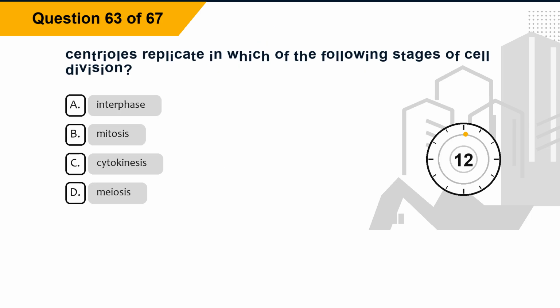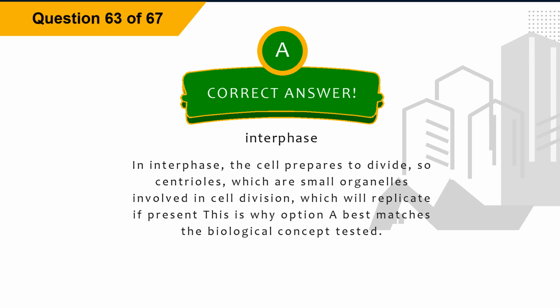Question 63. Centrioles replicate in which of the following stages of cell division? Option A, interphase. Option B, mitosis. Option C, cytokinesis. Option D, meiosis. The correct answer is option A, interphase. Explanation. In interphase, the cell prepares to divide, so centrioles, which are small organelles involved in cell division, will replicate if present. This is why option A best matches the biological concept tested.